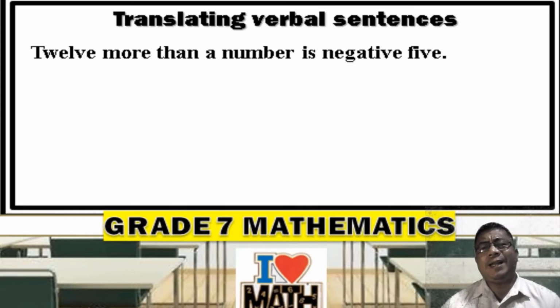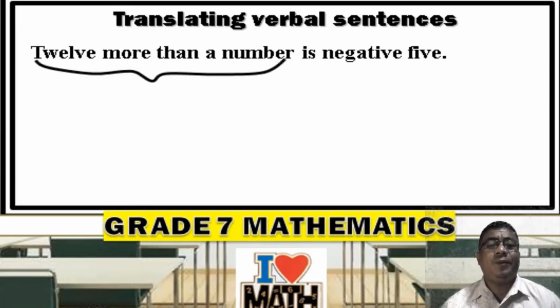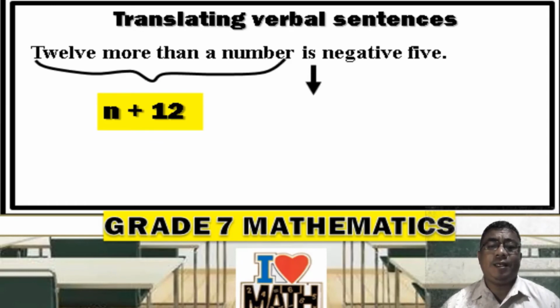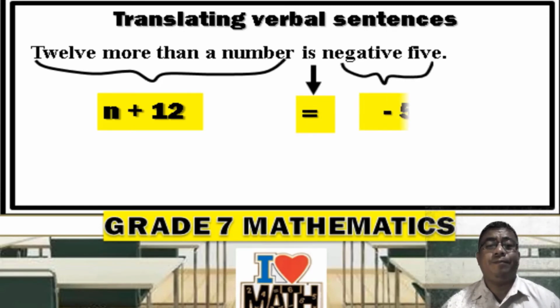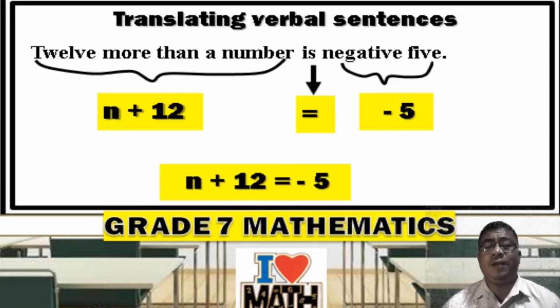Now, let's translate verbal sentences. 12 more than a number is negative 5. 12 more than a number, we have n plus 12, is simply the equal sign, and we have negative 5. So we have 12 more than a number is negative 5 is the same as n plus 12 is equal to negative 5.